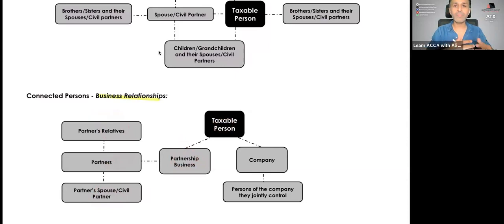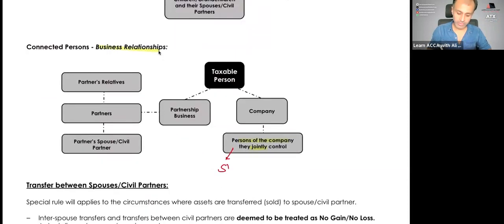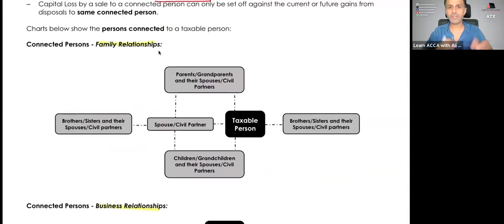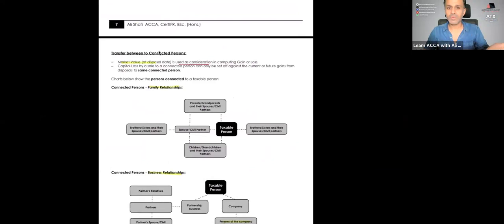And if I own a company in which I have a shareholding, the other shareholders of that company are connected to me, persons of the company that they jointly control, which means the shareholders. So these are the business relationships. Shareholders of the company that I am a shareholder in will be connected to me. Partners of the partnership business in which I am a partner, and then the relatives of that partner, the spouses, are connected too. And that is in regard to family relationships. So these two charts were there for us to have a look at.